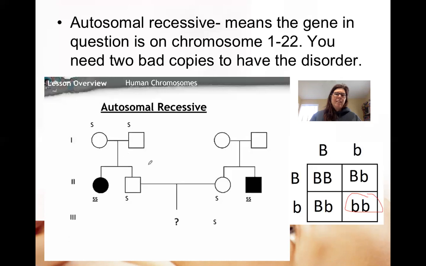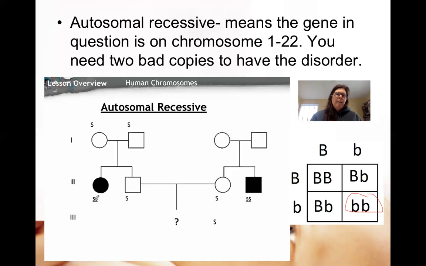If I ask you to fill in the phenotypes, let's use some vocab here. The phenotype is what we see. Right now, this female's normal, this male's normal, this female's normal. This female is not normal, has sickle cell. This one does not. This male has sickle cell. Now, if I ask you for the genotype, that means I have to put the letters in.